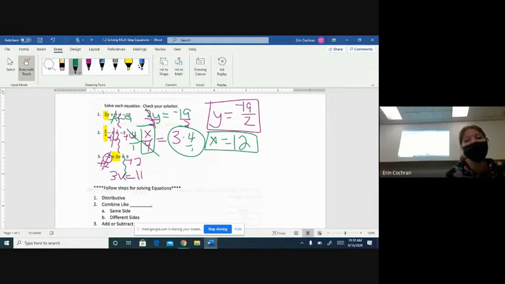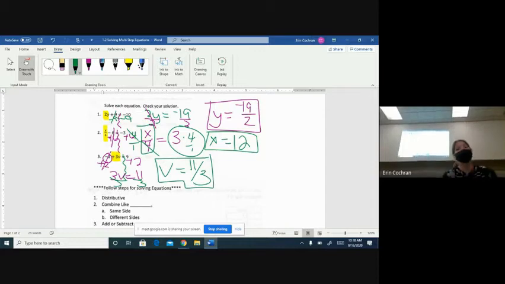11. All right, then 3v again represents multiplication. So how would I get rid of that 3? Divide by 3. So I'm going to have v equals, and can I divide 11 by 3? Nope. So we're going to leave it as 11 over 3.